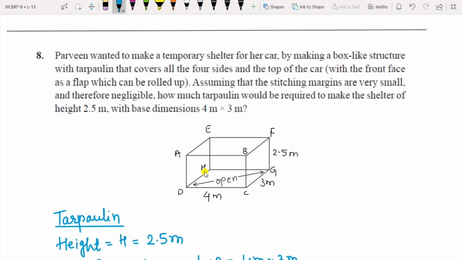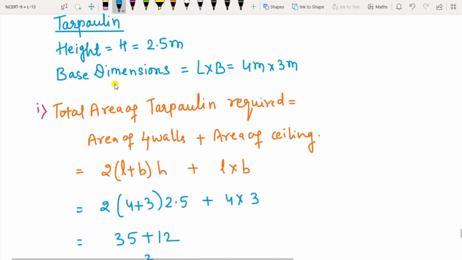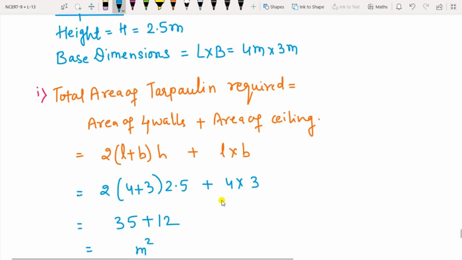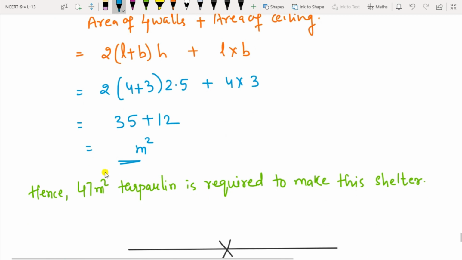Since this is a cover for a car, it is open from the bottom, so you need to find the 4 surfaces, that is 4 lateral areas, and the top. So this is tarpaulin, height is given as 2.5 meter, base dimensions, that is length and breadth, are 4 meter and 3 meter. So total area of the tarpaulin required is area of 4 walls plus area of ceiling. So area of 4 walls is 2 (L plus B) into H plus area of ceiling, that is a rectangle, L into B. Substitute the values here and you get the answer as 47 meters square. So 47 meters square tarpaulin is required to make the shelter for the car.